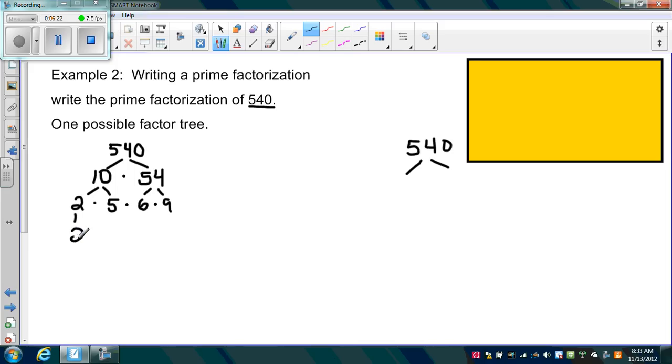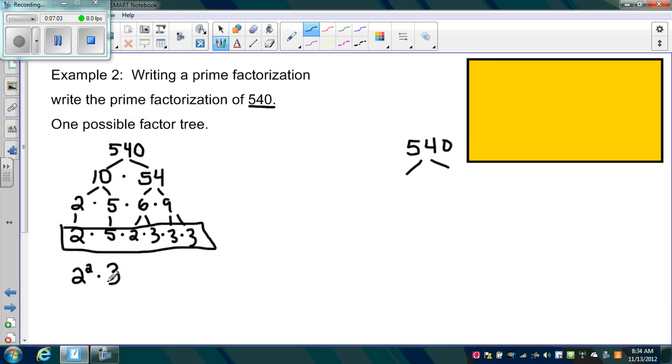So the next step, we bring down any prime numbers, and we continue to break down anything that is not. So here, 6 is the same thing as 2 times 3, and 9 is 3 times 3. So now we have a factor tree. All these numbers at the bottom are prime, so this will become our prime factorization. And we write this as, there's two 2's, so it's 2 squared times, and you increase the number, 3 cubed, because there's 3 3's, times 5, and 540 is equal to this.